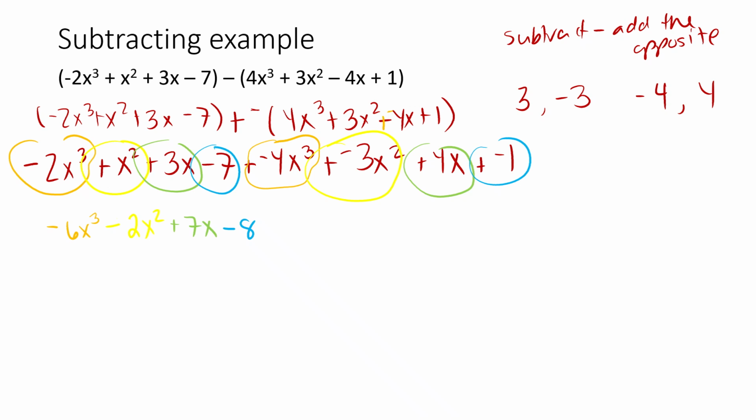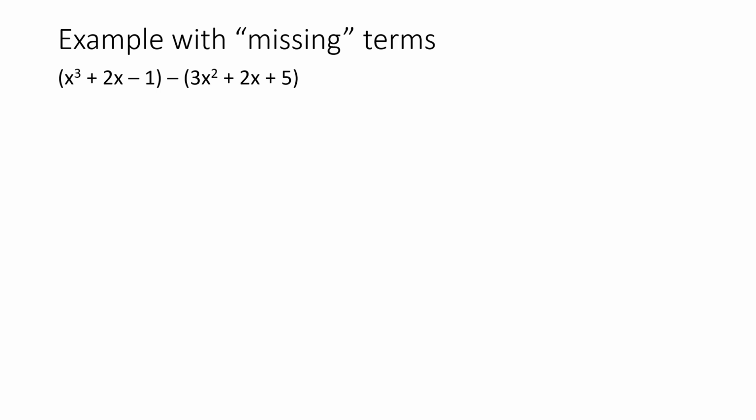So, a super common mistake, and I'll mention this a little bit later in the video, is not distributing that negative. So that subtraction does go with everything in that second set of parentheses. So you've got to make sure you flip the sign for everything. Now, just a quick example with what are called missing terms. And I put missing here in quotation marks because there's nothing about a polynomial that says that it has to have all of the terms in it.